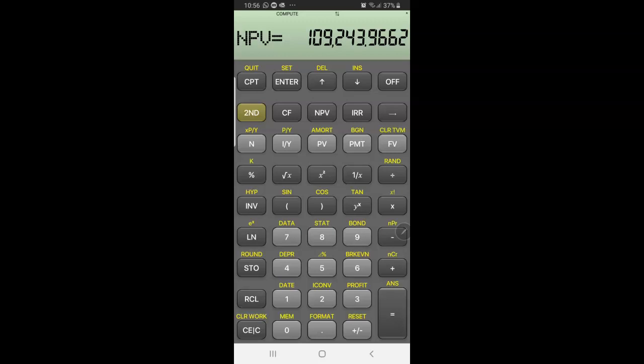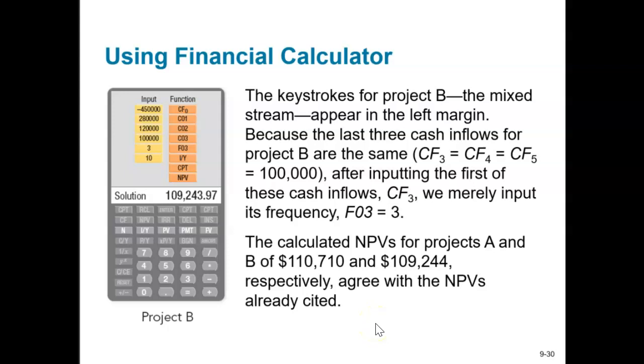So this is how you calculate the NPV using the financial calculator. It's so straightforward, so simple. I'm not encouraging you to use the formula method or the table method. We will use the financial calculator method because it's very straightforward, simple and easy. Now coming back to the PowerPoint, we have computed and we got the same values for NPV for project A and B from the financial calculator.